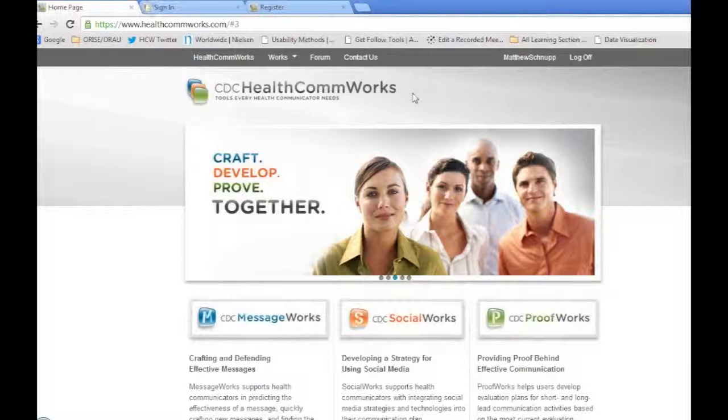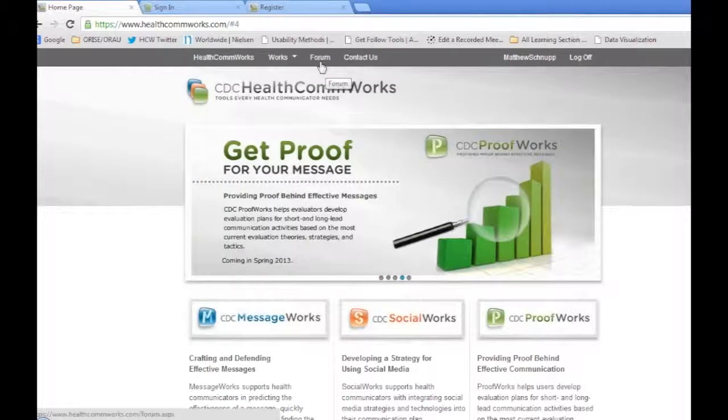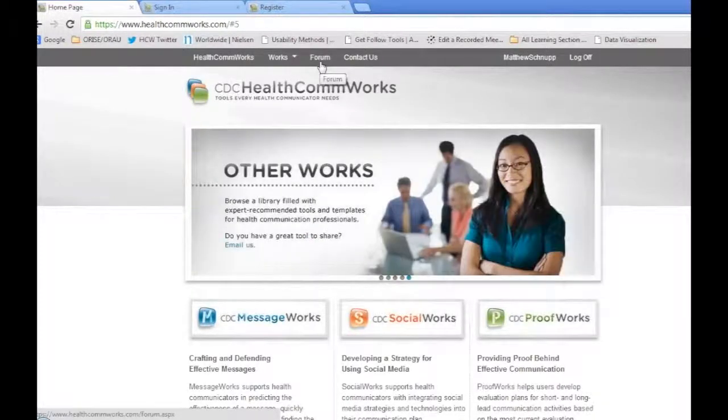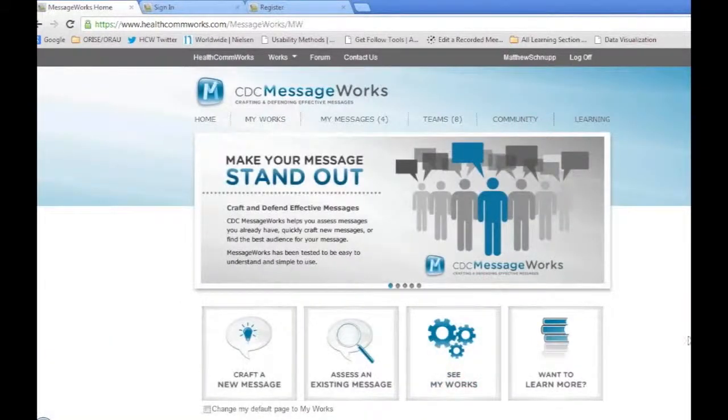you're not really sure why things are the way they are, there are two places you can go. The first is the Contact Us link, which is right up here, always at the top near the center. And the second is the forum, which is your access to anybody else using MessageWorks. Every user who registers on MessageWorks can look at that forum. And so if they have insight to share, they can help you out with possibly some common problems. But for now, you can see I've already signed in. We're going to jump into the tool.